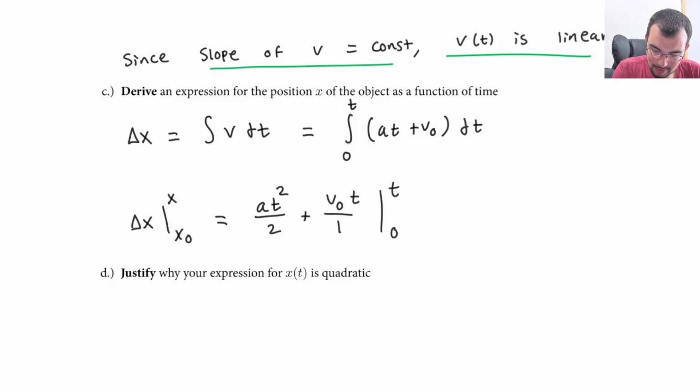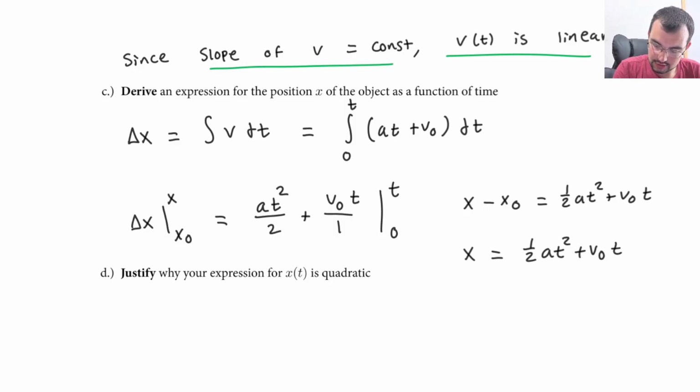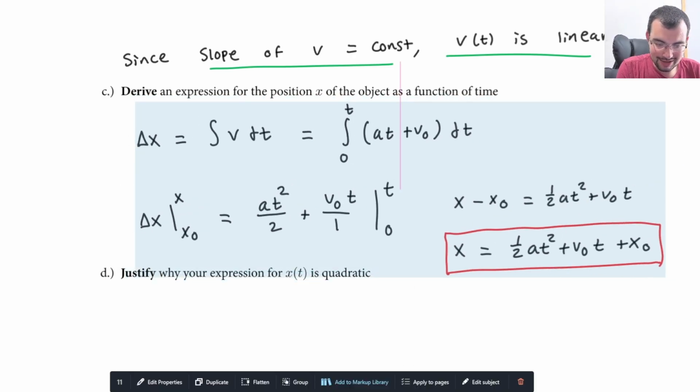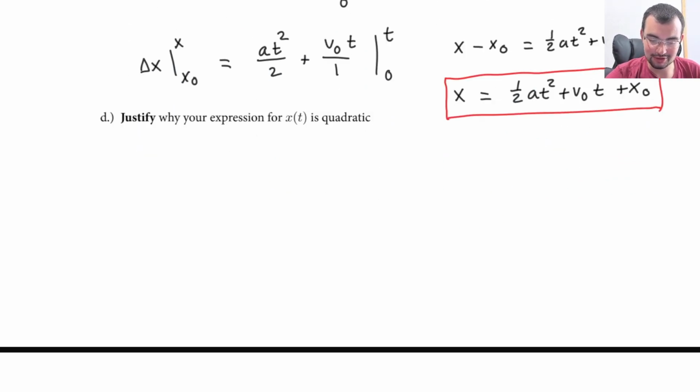So if we do that, we get x minus x0 is equal to 1/2 at squared plus v0t minus 0. So we could just add the x0 to both sides and get x equals 1/2 at squared plus v0t plus x0. So definitely a more complicated function for x of t. But apparently this should be expected. We're wanting to justify why this expression for x is quadratic under constant acceleration.